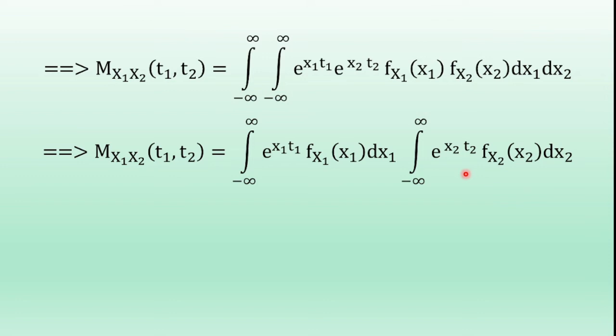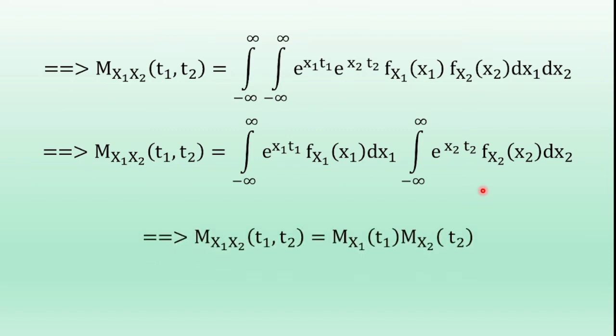So using the definition of the marginal moment generating function for the single random variable case, the first integral term is the marginal moment generating function of the random variable x1 and the second integral term is the marginal moment generating function of random variable x2. So that is M_{x1}(t1) into M_{x2}(t2). So this is the second property proof.